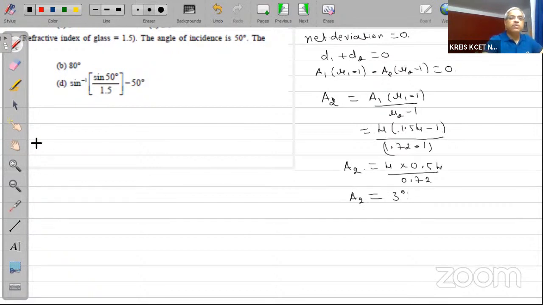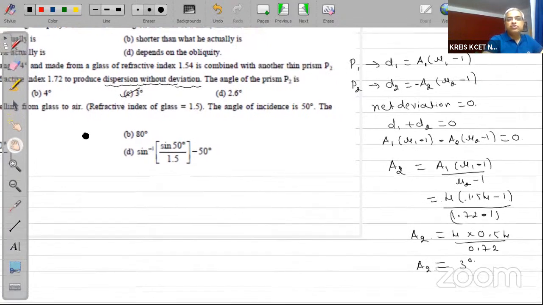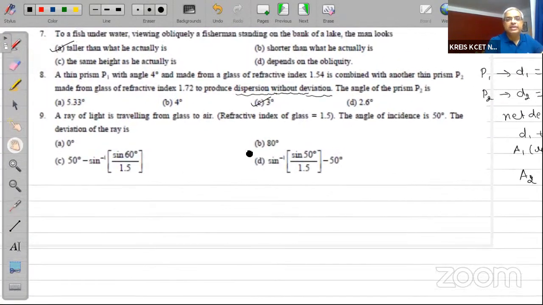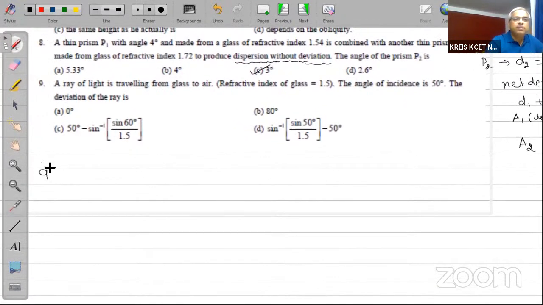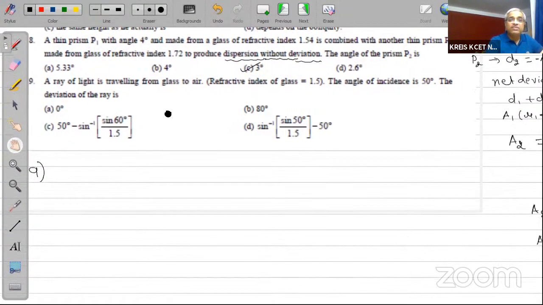So A2 therefore will be 3 degrees. So the answer we get from this is 3 degrees. Answer is C. That should be the right answer. So I have answered your question number 8. Let us now look at question number 9 and try to simplify this. A ray of light is traveling from glass to air. Refractive index 1.5. The angle of incidence is 50 degree. The deviation of the ray is, okay, nice question.